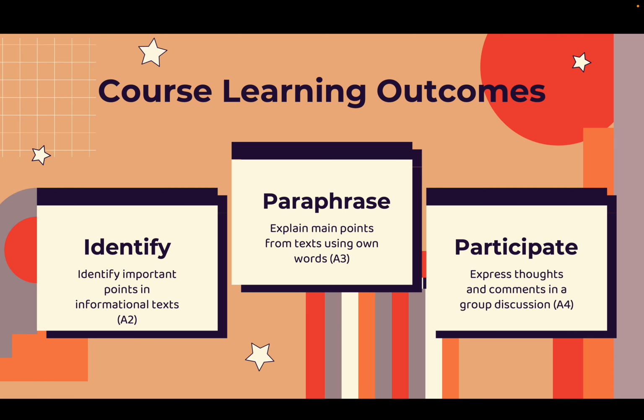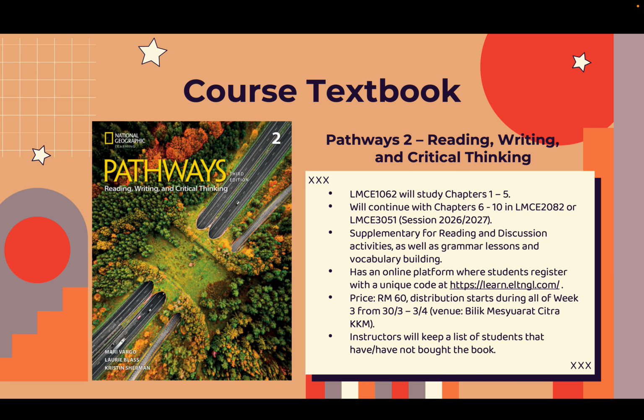These are the course learning outcomes. Number 1 is to identify important points in informational text. Number 2 is to paraphrase sentences, and number 3 is to participate in a group discussion.